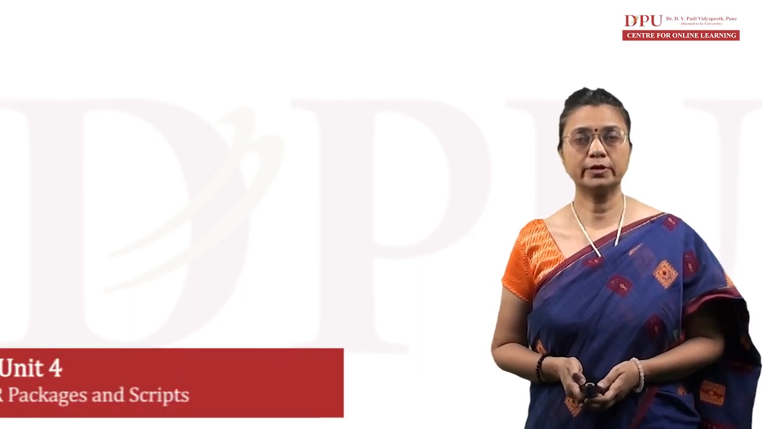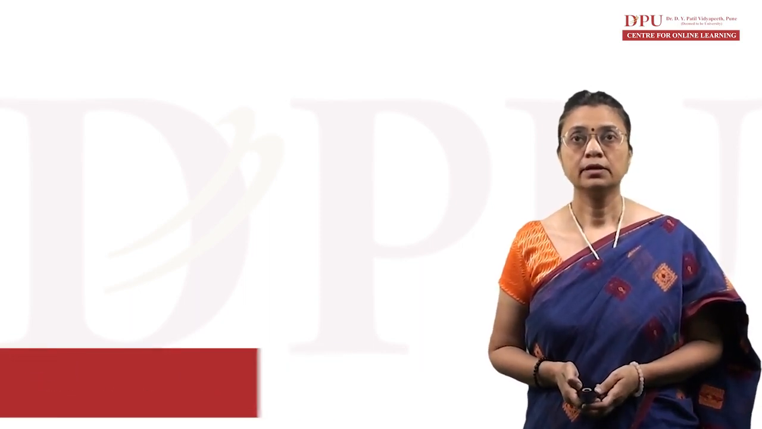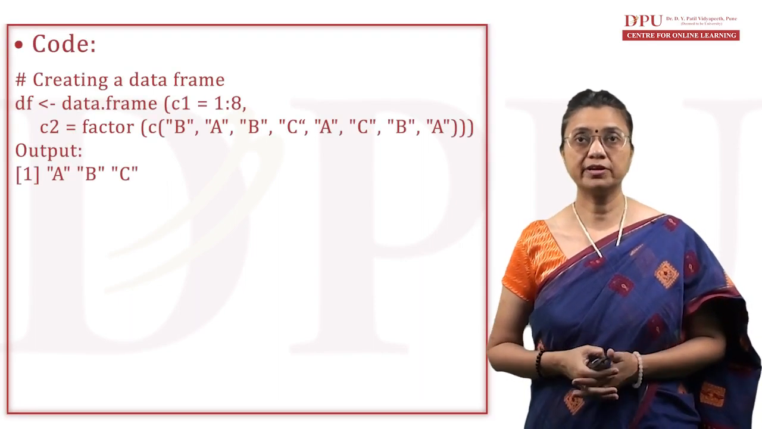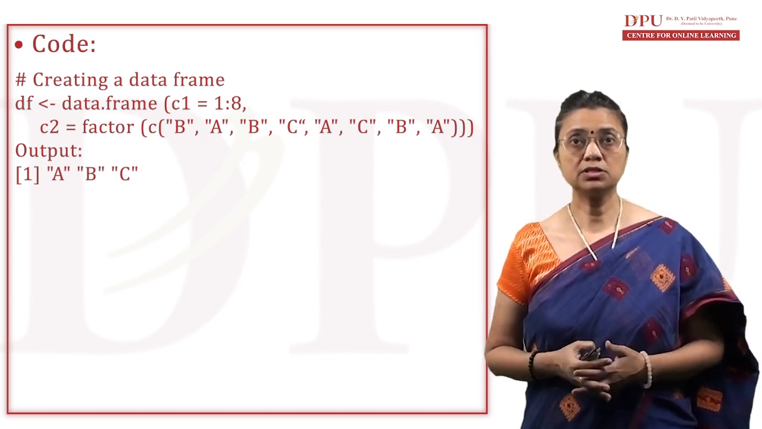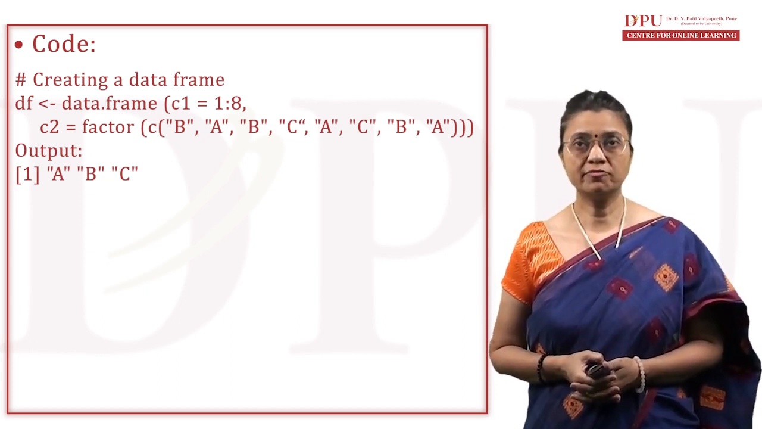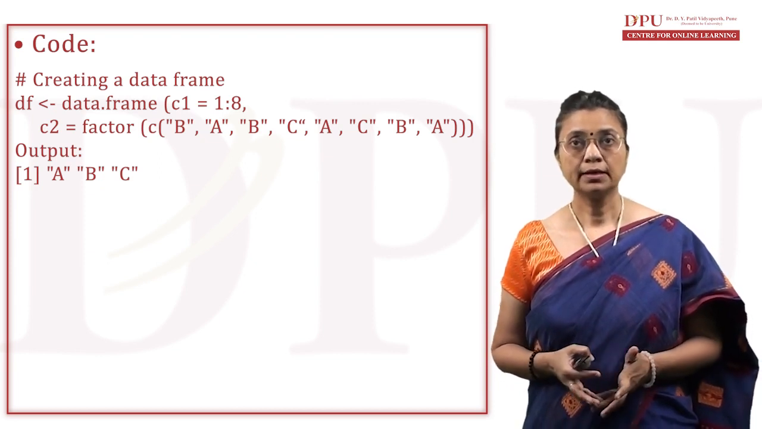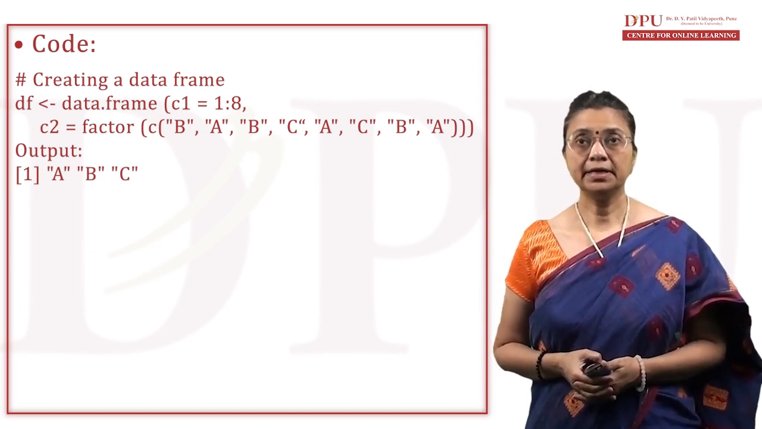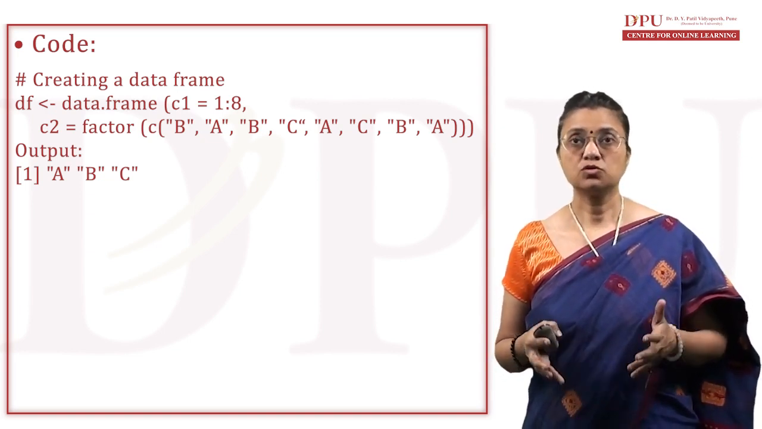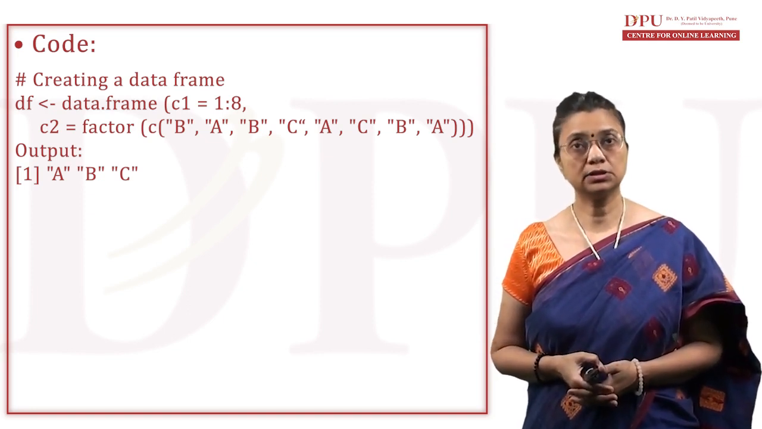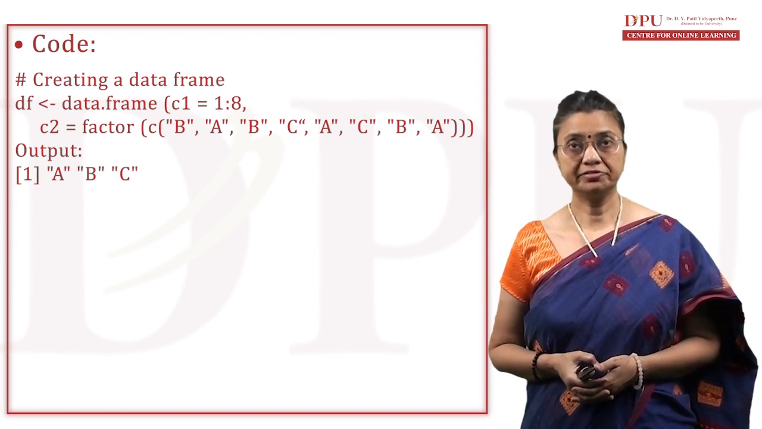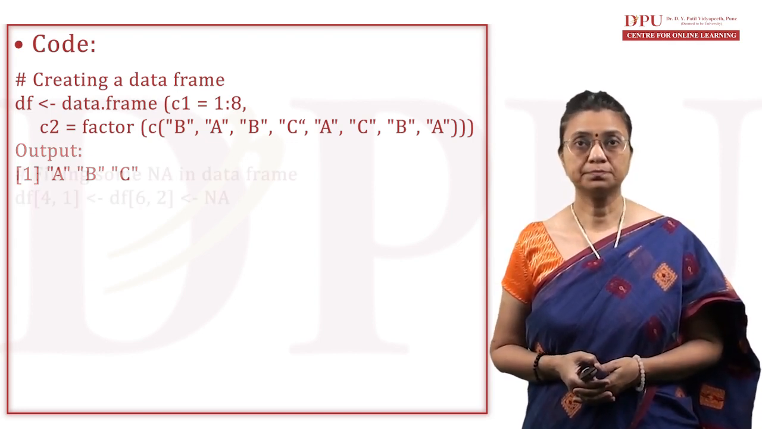Let's have a look at this particular code and understand. In this code, we are creating a data frame with the help of the data.frame function, where our first column is the values ranging from 1 to 8, and the second column is a factor of the vector BA, BCC, AC, BA. So basically, the first is a series and the second one is a factor, and that is how we have created a data frame which has two columns.